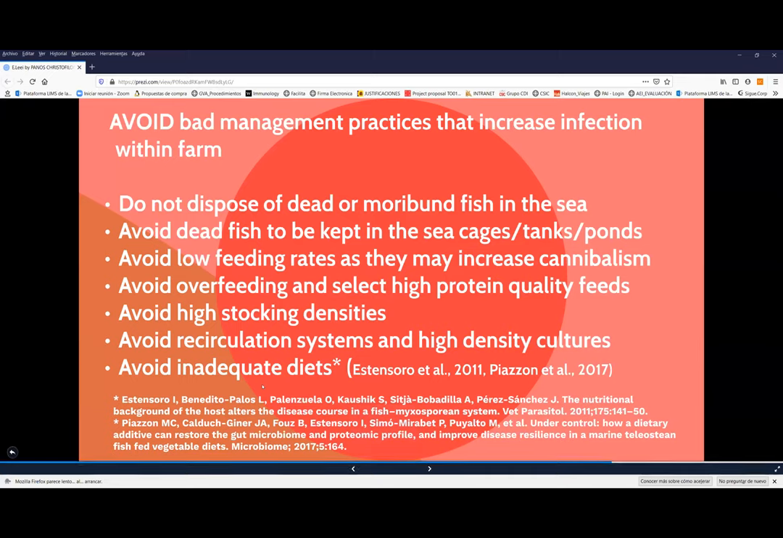It's also important to have a good feeding of the fish. Low feeding rates can increase cannibalism, and then the parasite can spread faster. Also, inadequate diets can cause intestinal problems that will make the intestine more suitable for the parasite, or increase the rate at which the infection develops. It's also important to avoid high stocking densities and recirculation systems because they will increase the concentration of the parasite.